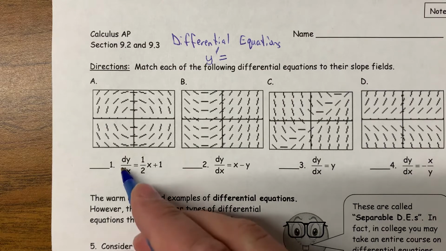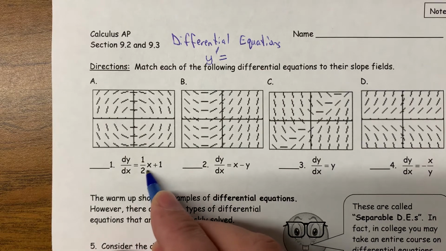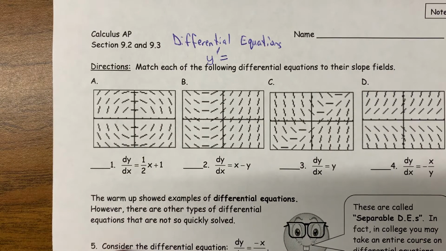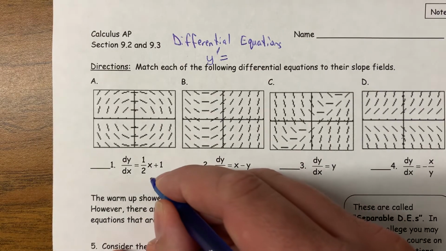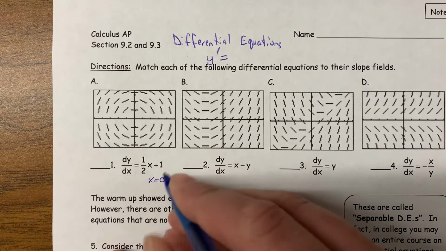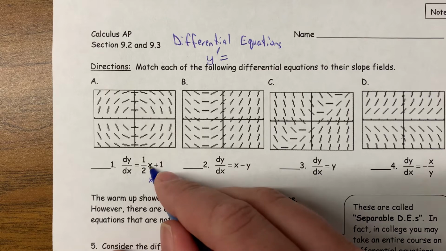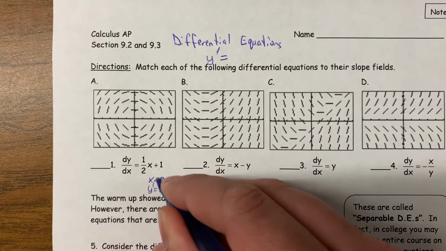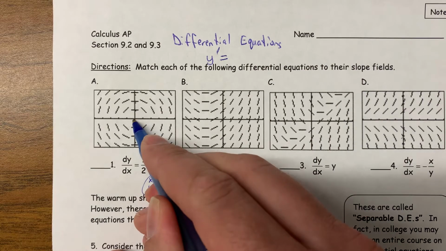And so dy dx equals, notice this one just has x's in it. And so I can put in any x value and it will tell me the slope at that x value. So for instance, I put in x equals 0. So when x equals 0, the slope will be 1/2 of 0 plus 1 will be slope equals 1, right? So when x equals 0, the slope is 1.